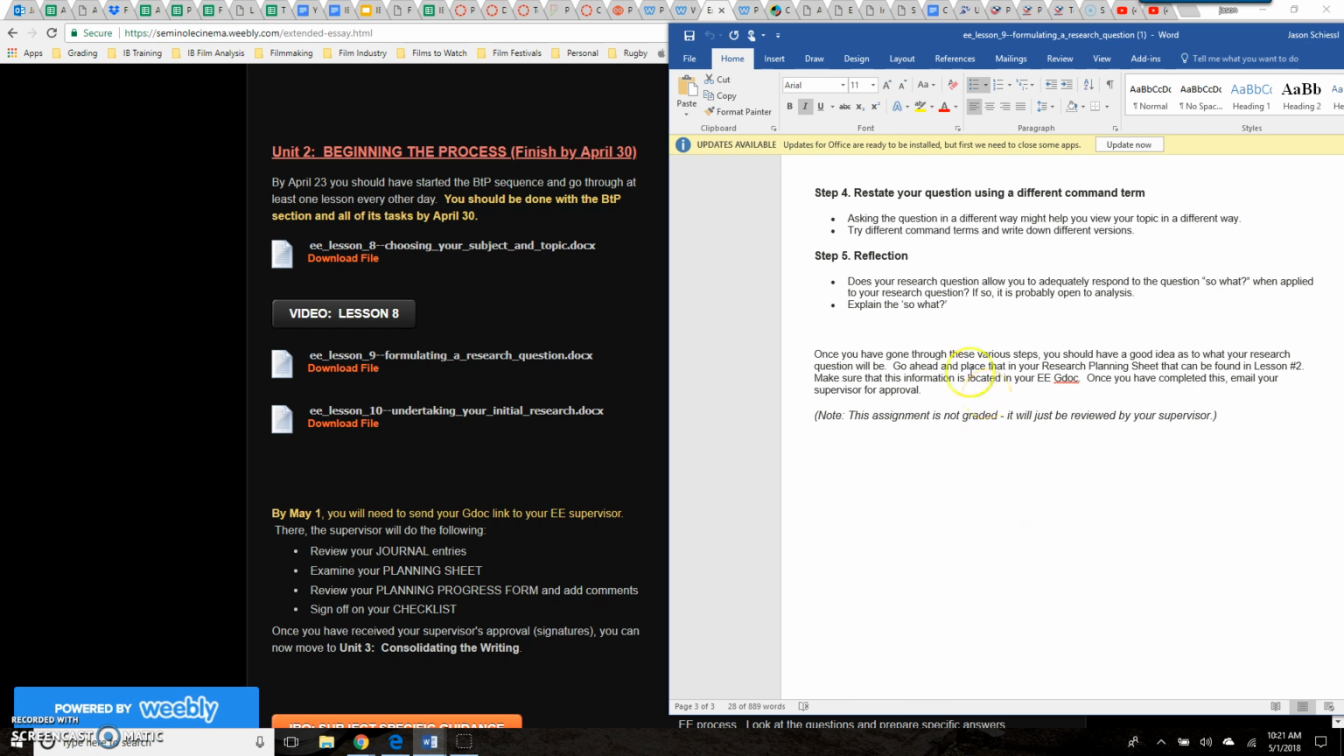So finally, in step 4 and 5, we want you to try asking the question in a different way. Okay, and try different command terms to see which one's most appropriate. And finally, with the reflection, does your research question allow you to adequately respond to the question, so what? Who cares? I mean, you're writing a paper, so you're going to want the reader to care as much about this as you. So what? Why is this important? And that's one of the reasons why you want to choose something that you're really interested in, because if you're really interested in it, you probably find it pretty important.